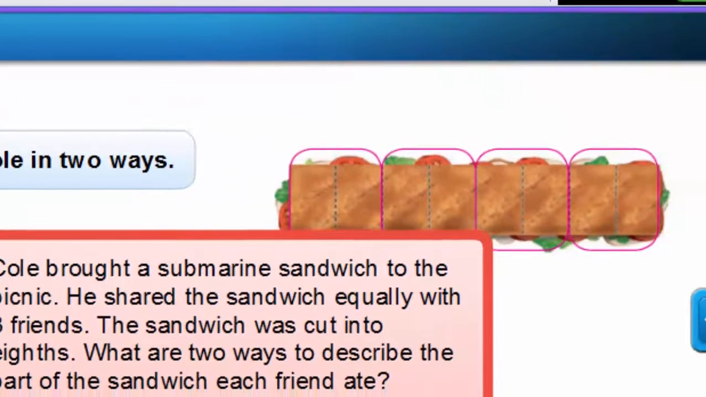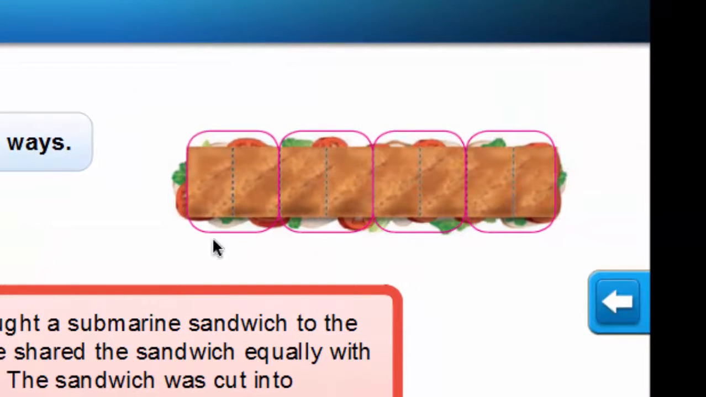So let's look at the picture because they already have that done for us. Now we can see that the sandwich was cut into 8 equal pieces, and he has grouped the pieces together in 2 pieces. 1, 2, 3, 4 groups of 2 pieces. Why are there 4 groups of 2 pieces? Look back at our story problem.